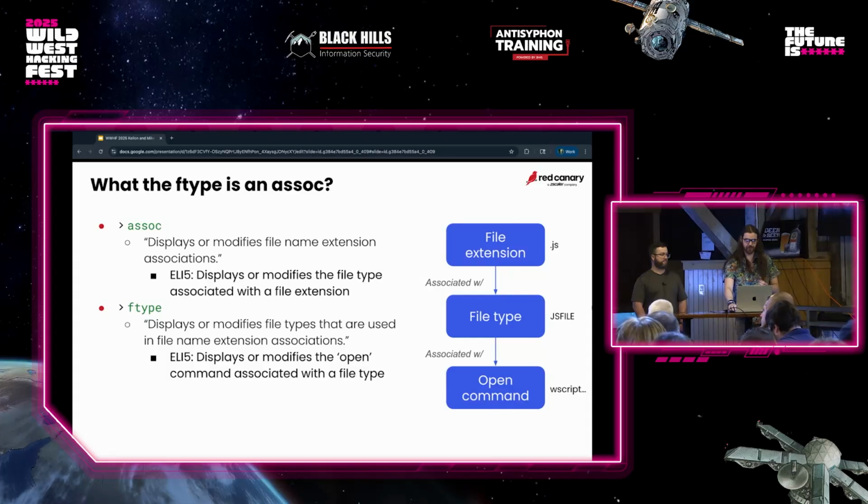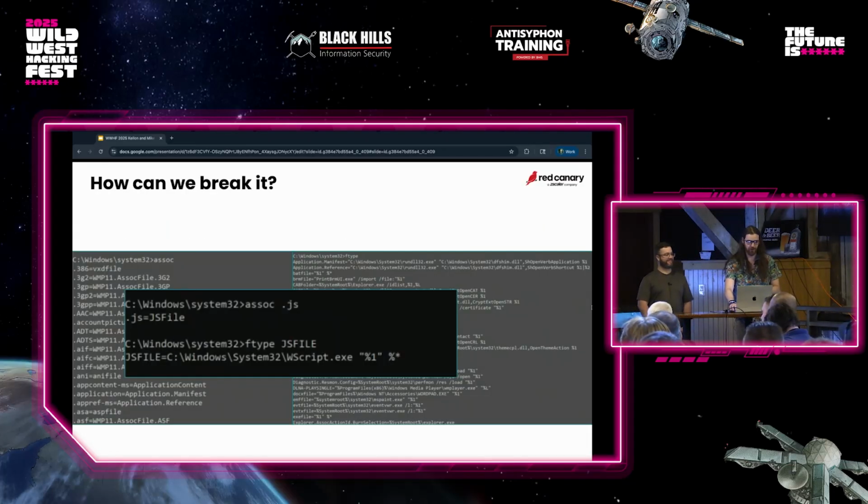So we can dig into those associations and those file types. We're still undecided on how to pronounce the ASSOC, so we're taking opinions on that one. But if we look at the association for a .js file, we can say .js equals JS file. And then we look at that file type with FTYPE and we see it's going to launch with WScript and that command line. This is where we could potentially break things.